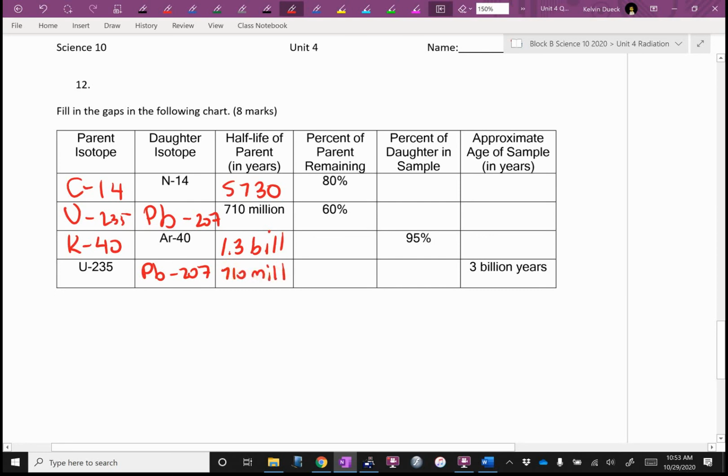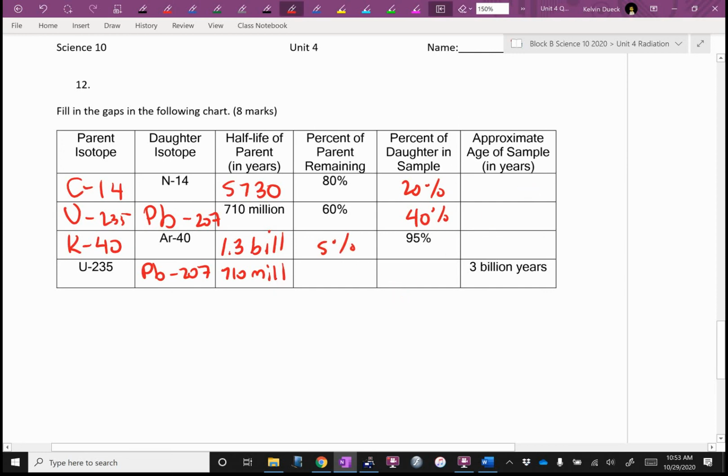Okay. I'm going to do these next 2 squares simultaneously. If I have 80% of the parent, that means there's 20% that's decayed into the daughter, because these 2 have to add to 100. If I have 60% of the parent, 40% of the daughter. If I have 95% of the daughter, Kaylin, phone away, 5% of the parent. We're almost done. This last one we'll save for last.